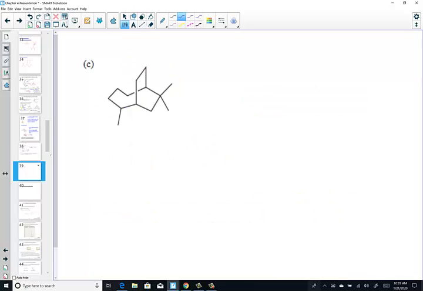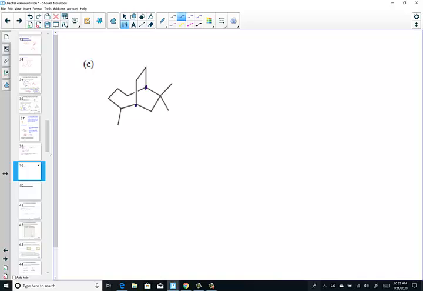Practice will build proficiency. Oh, this guy looks interesting. First thing is just look for the 2 bridgeheads, those carbons that are bonded to both cyclic structures. All right, so I just highlighted those in purple.